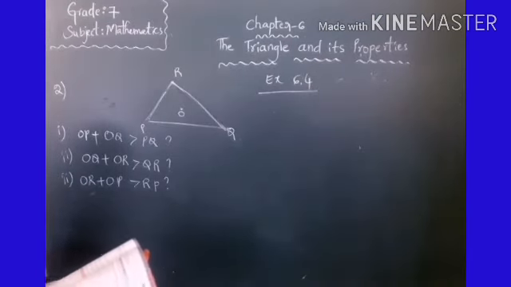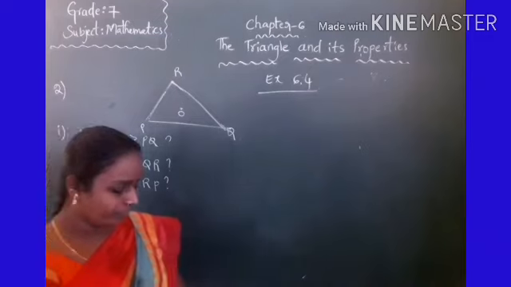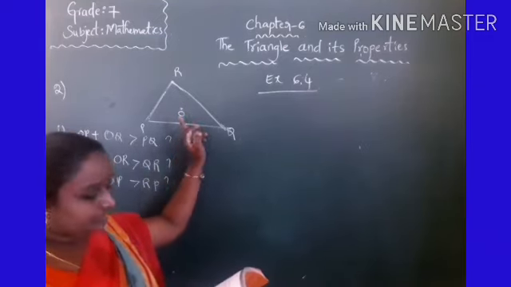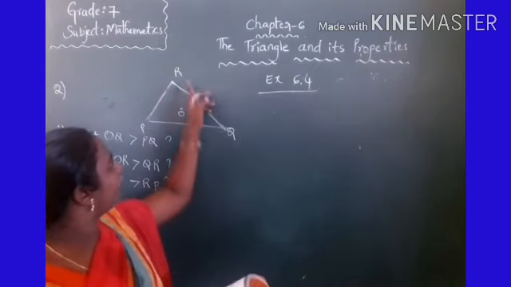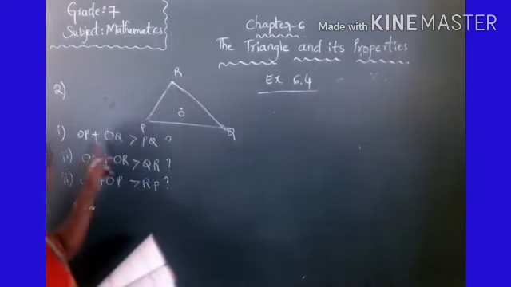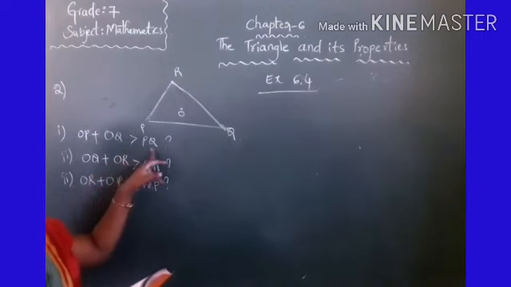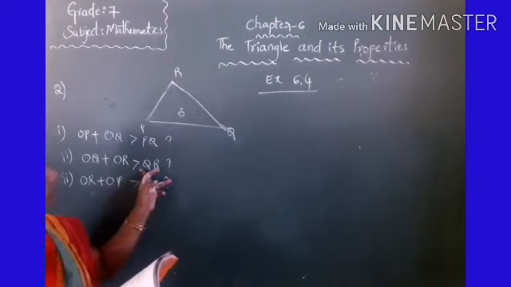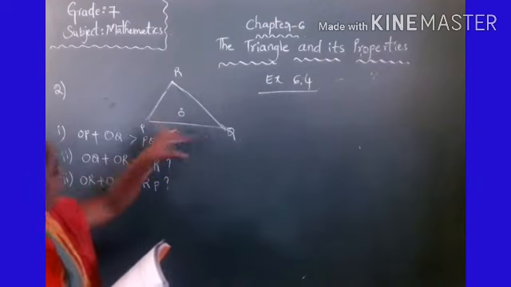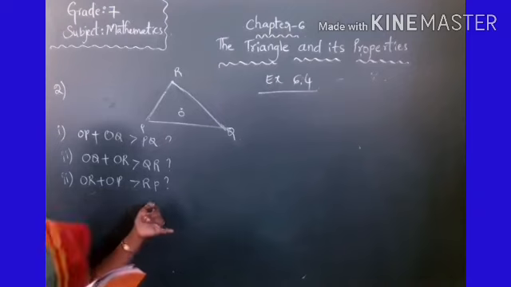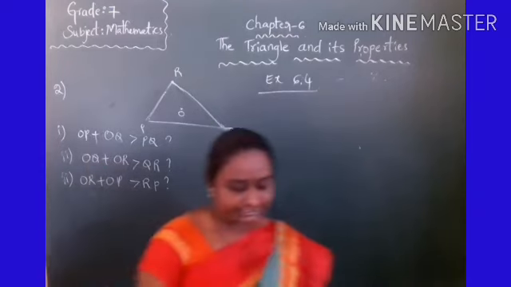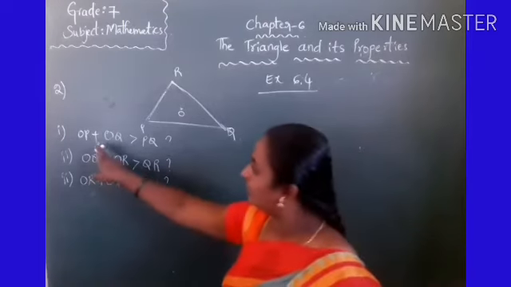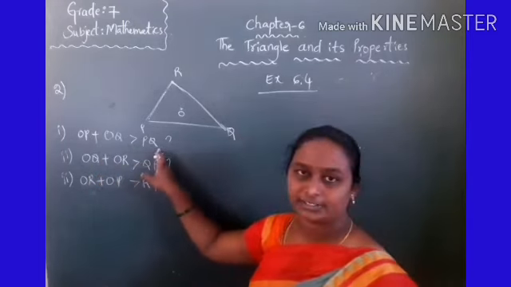Next, second problem. See, take any point O in the interior of triangle PQR. OP plus OQ is greater than PQ. OQ plus OR is greater than QR. OR plus OP is greater than RP. So now you have to prove this one. Sum of lengths of two sides is greater than the third side.